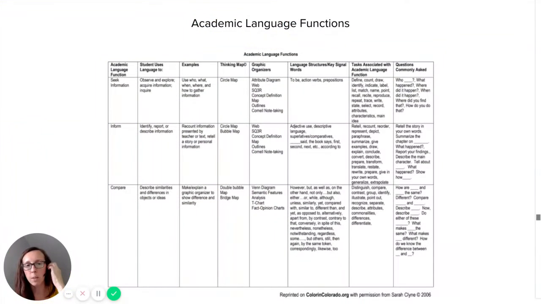I mentioned the academic language functions, and when I'm talking about those, again, that's things like seeking information. You can see them on the far left there: seeking information, informing, comparing. I do have a link to this PDF so that you can check out the whole range of them. But you can see here that this resource offers how the student would use that language. So for example, with seeking information, they're using language to observe and explore. Here are some examples of how they might use that.